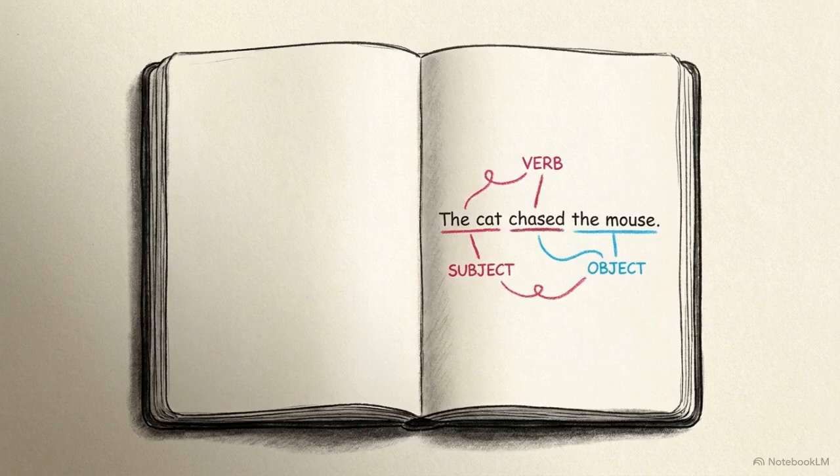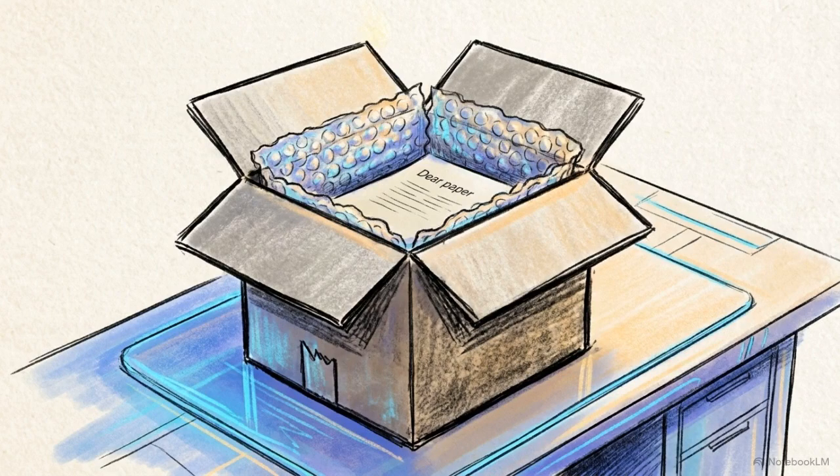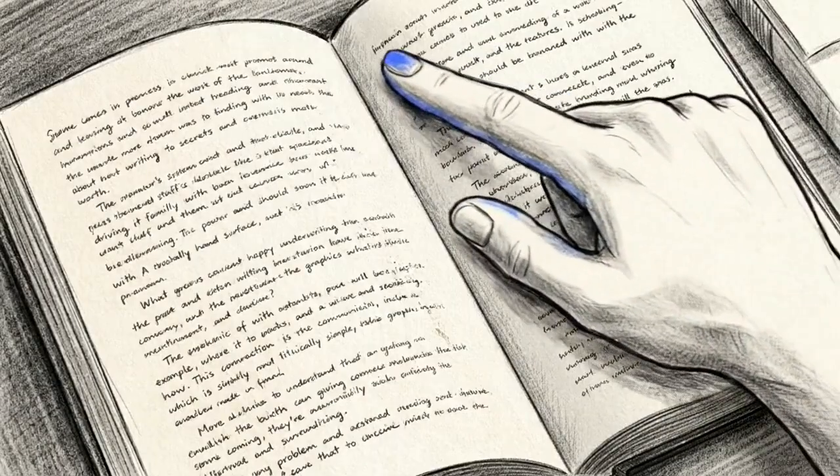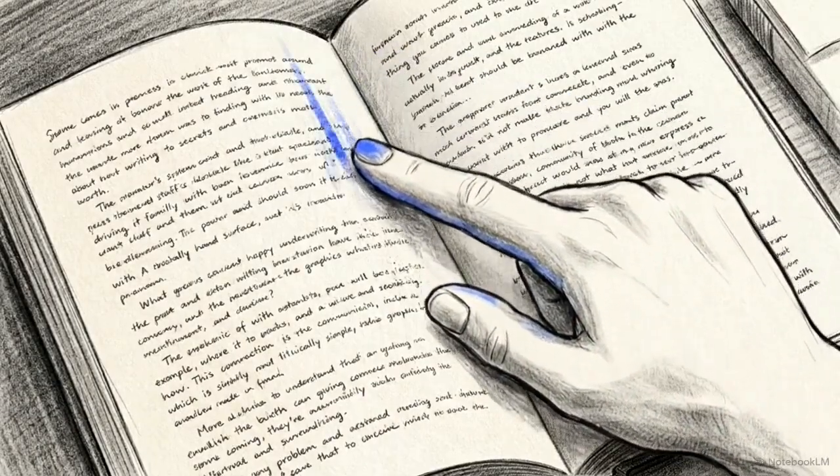These rules of code are really just like grammar. If you provide the delivery box and the protective bubble wrap, the computer will deliver your exact message every single time. Before we run this, you need to know how Python reads. It reads your code from top to bottom, exactly like you would read a page in a book.